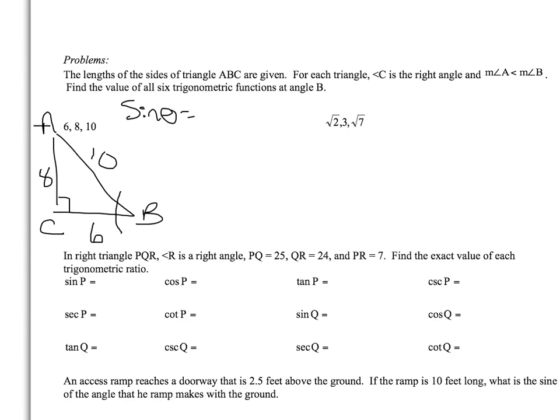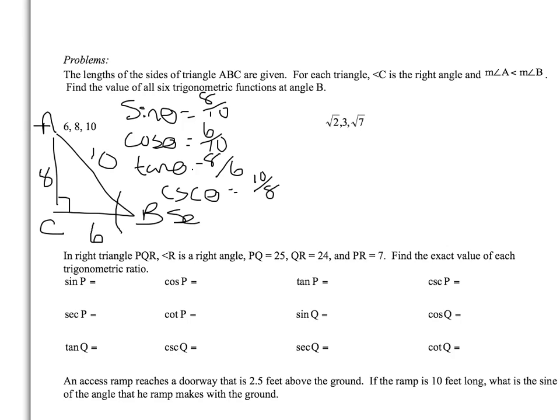sine of theta is going to be opposite over hypotenuse, so 8/10. Cos of theta is adjacent over hypotenuse, so 6/10. Tan of theta is opposite over adjacent, so 8/6. Cosecant is the reciprocal of sine, so instead of being 8/10, it's 10/8. Secant is the reciprocal of cos, so it's going to be 10/6. And cotangent is going to be the reciprocal of tangent, so it's going to be 6/8.